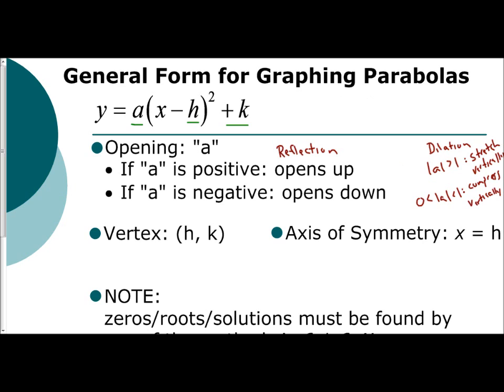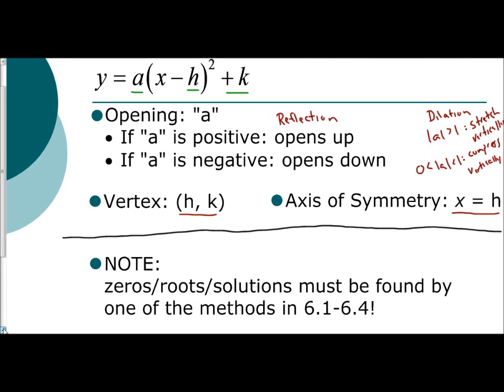h and k are your vertex. Remember, you need to be careful. Your h value is the opposite of what you see. Since general form has a minus sign, you need to do the opposite of what you see. And so (h, k) is your vertex, and the axis of symmetry is x equals h. So all of this is review from the previous lesson when it comes to general form. We just need to get familiar with it again for when we start using it with inequalities.